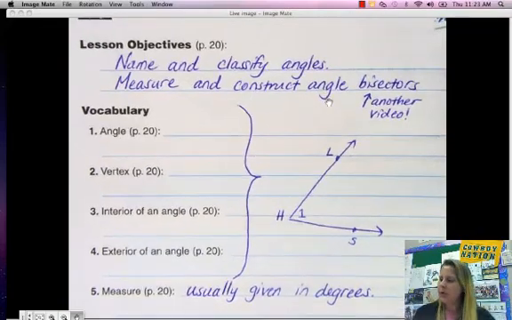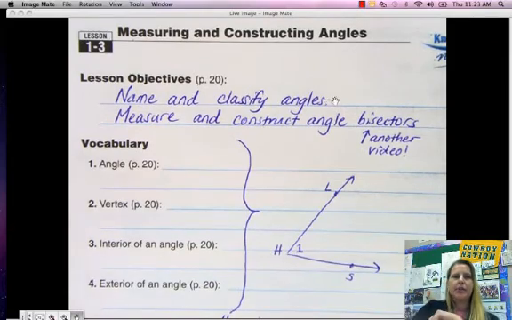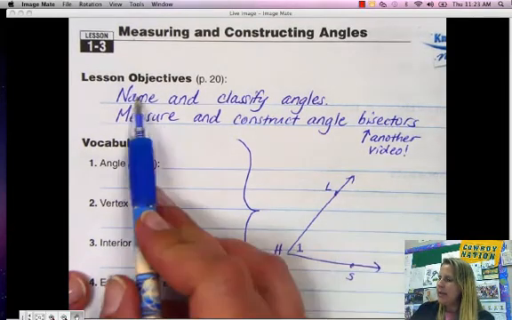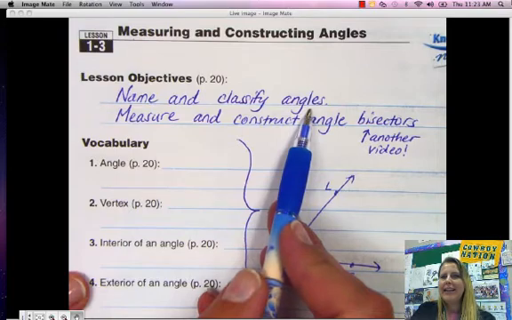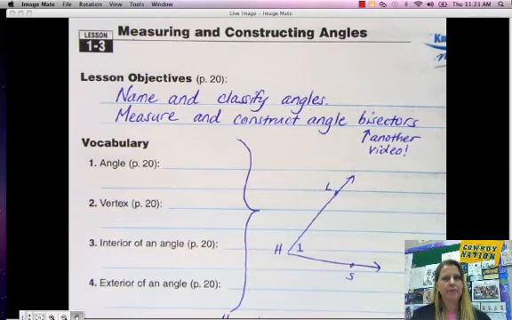Okay, so now this lesson is from lesson 1-3, Measuring and Constructing Angles. Today we are going to name and classify angles. Please look at a separate video for how to do the construction of angle bisectors.